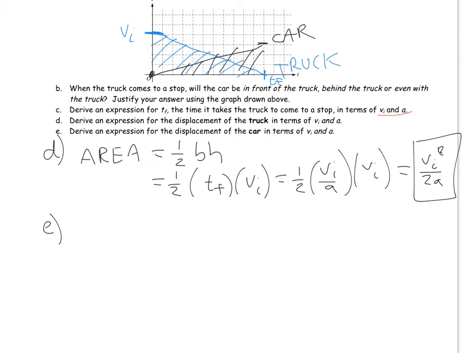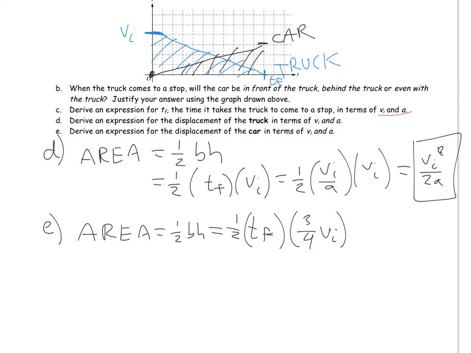And the last thing is derive an expression for the displacement of the car in terms of vi and a. Well, once again, we're looking for our area here, which is 1/2 base times height. So 1/2 tf. Right now I'm thinking about the triangle of the car. Okay, and so the height is no longer vi because the car does not get all the way up here. What I do know, though, is my acceleration is 3/4 as much, which means my final velocity will be 3/4 as much. So I can say that my height will be 3/4 vi.